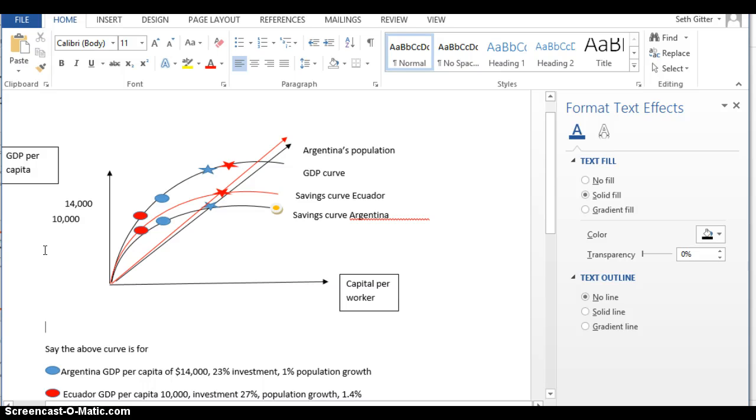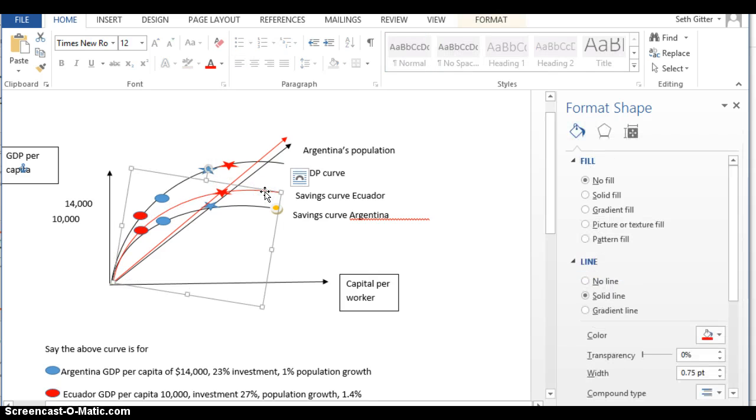So basically what I've done is I've drawn new curves in comparison to my base country. For you guys, the base country is going to be the United States. In the cases where savings is higher in your country than the United States, you'll put your savings curve above the United States. In cases where your investment rate is lower than the United States, you'll put your investment curve below.